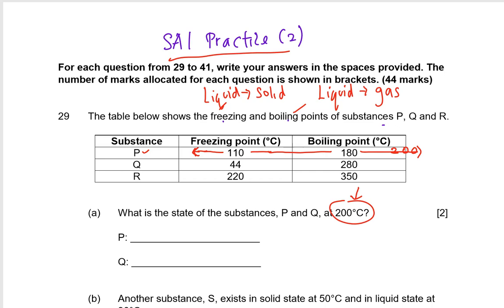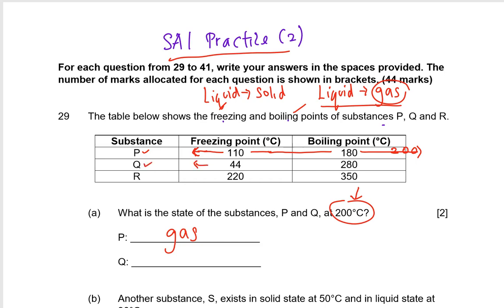Now, since it is a number bigger than 180, that means it has gone beyond the boiling point. The thing must have already boiled, and if it has already boiled, that means it has already turned to a gas. So P must be a gas. Let's take a look at Q then. Now we focus on Q.